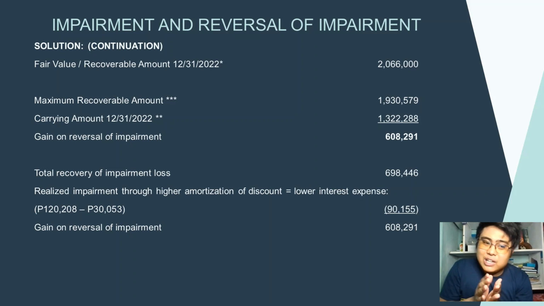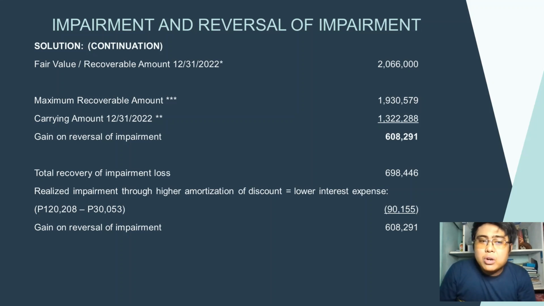So, kumbaga, in computing gain on reversal, may dalawang approach ka. Syempre, ang most recommended approach, yung nasa taas. Pero if you will analyze it carefully or deeply, tama nga naman na dapat ang reversal mo 698,446. Nagkataon lang nagkaroon ka ng additional income ng 2022 through realization ng impairment loss dahil nag-create siya ng mas mataas na amortization of discount, thus higher interest income. Okay, so again, this would be the answer for the requirement number 2 of our sample exercise.